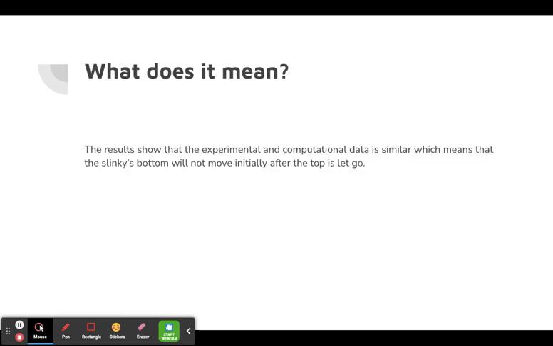So now what does that mean? The results show that the experimental and computational data are similar, which means that the slinky's bottom will not move initially after the top is let go.